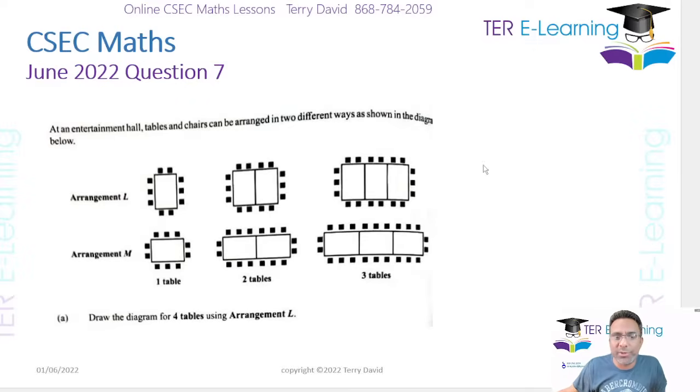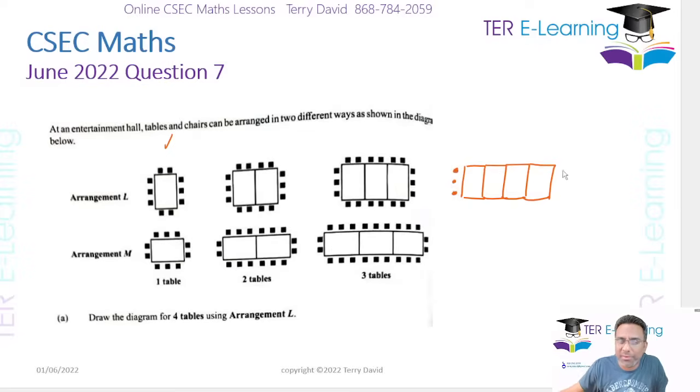So what you're going to do, you're going to look at the pattern. So the table is facing this way. So we're going to draw 1, 2, 3, 4 tables. And if you notice how the pattern is looking, you have 1, 2, 3 here. You're going to have 1, 2, 3 here.